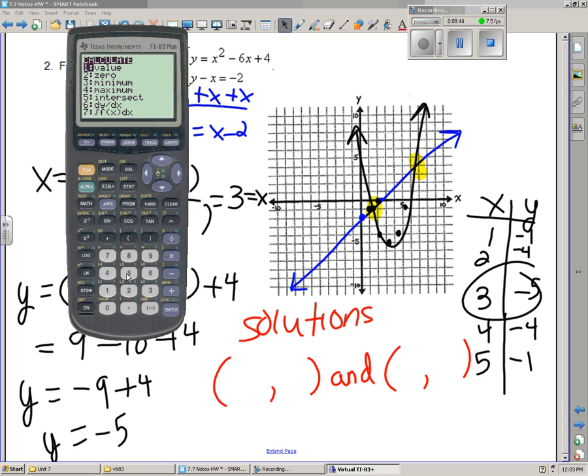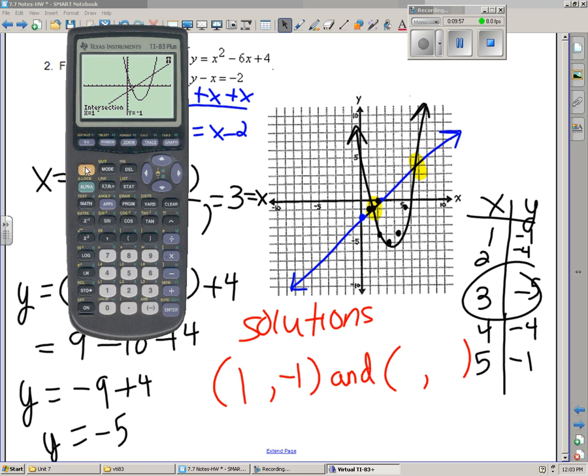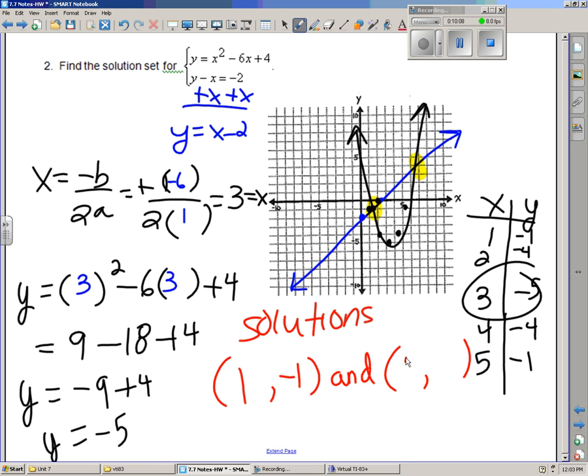Second trace, intersect, enter, enter, enter. The point that's on the left is 1, negative 1. So we've got 1, negative 1. Let's go for the point on the right. Second trace, intersect, move the cursor, enter, enter, enter. 6, 4. And that is it. All right, so you should be good for the homework.